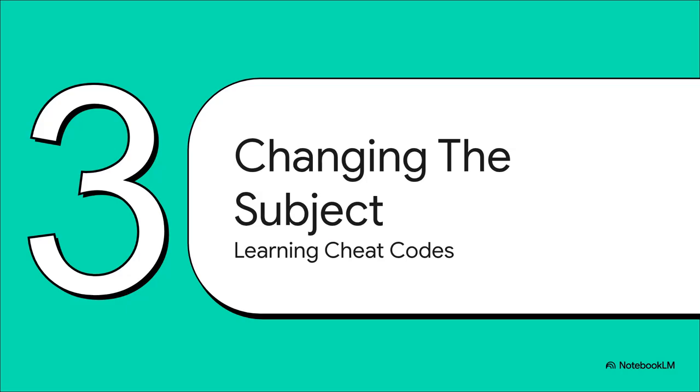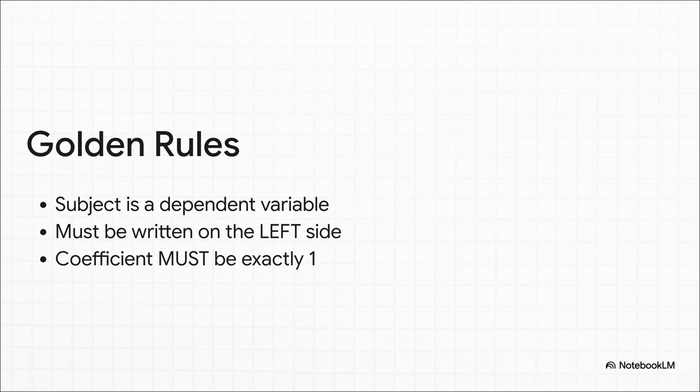Section 3. Changing the subject. Now, when we talk about the subject of a formula, we mean the variable that is all by itself, totally isolated, representing the final answer we're actually looking for. And there are 3 absolute, non-negotiable golden rules here. First, the subject is a dependent variable, meaning it depends on whatever the other letters are up to. Second, the subject must be written cleanly on the left side of the equation, always the left. And third, the coefficient, that's the number chilling right next to the letter, must be exactly 1. No exceptions. You can't have 2x as the subject, it has to be just x.